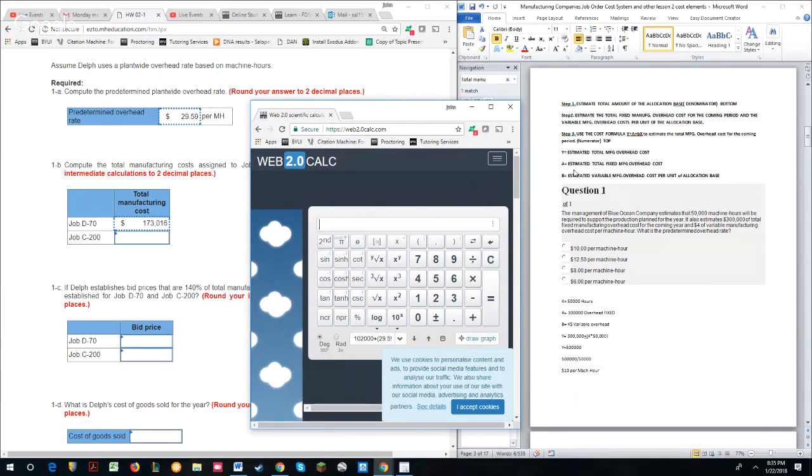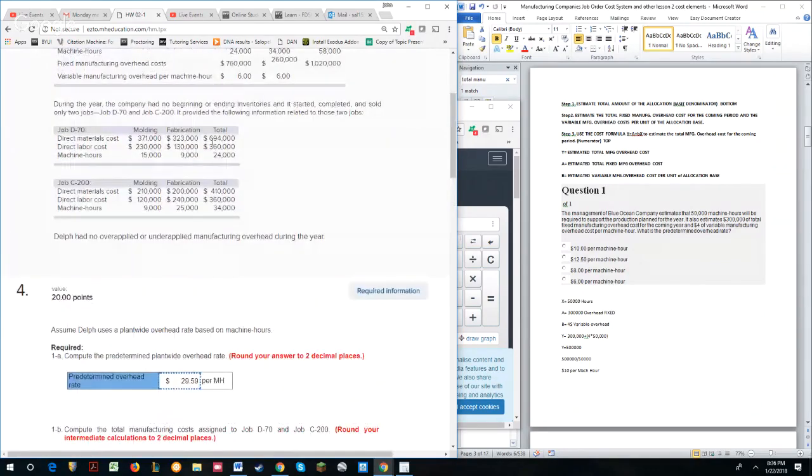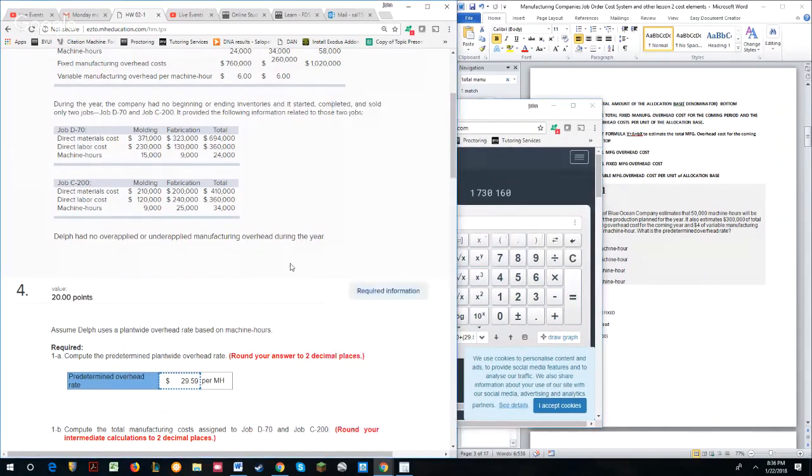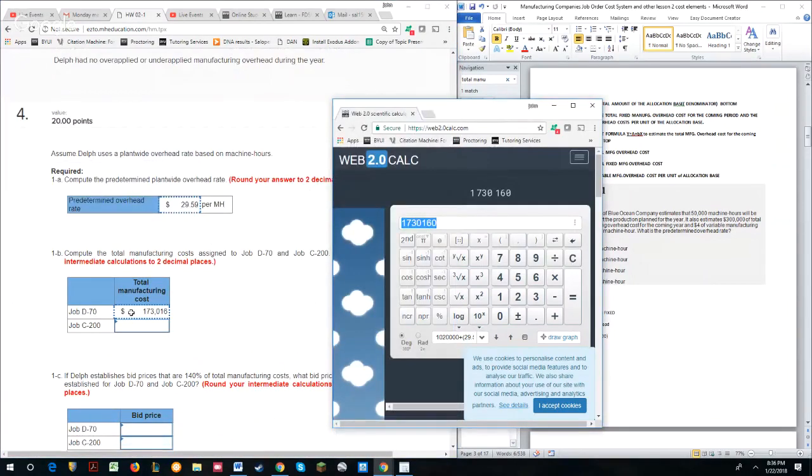So let's take our A, which is our estimated total fixed manufacturing overhead, the 1,020,000, plus B, which is this 29.59, times the X, which is the machine hours for the first job, 24,000. All right, I'm 99% sure that's right. Oh, that's the same number I had. Well, that's good. Yeah, that's the same number. Okay. I was just doubting myself.